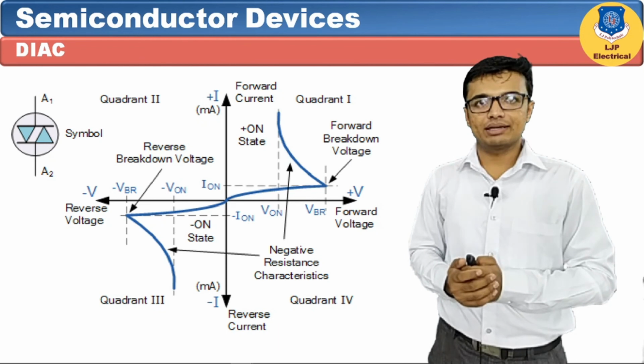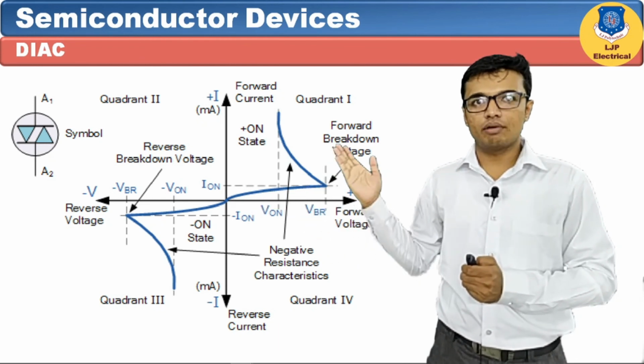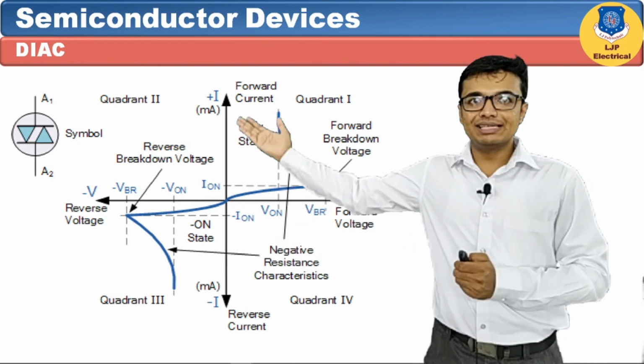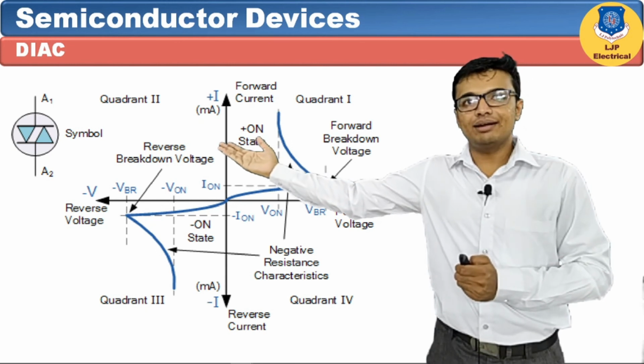So DIAC will operate in the forward region and reverse region. It is of quadrant 1 and quadrant 3, and this is the symbol of DIAC. It is shown like two diodes connected in anti-parallel.